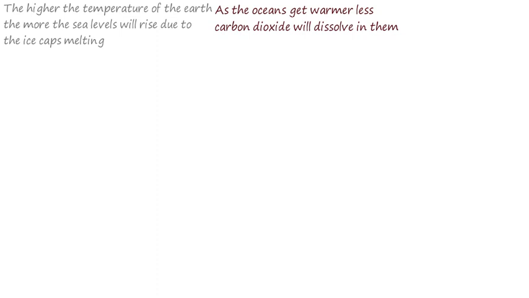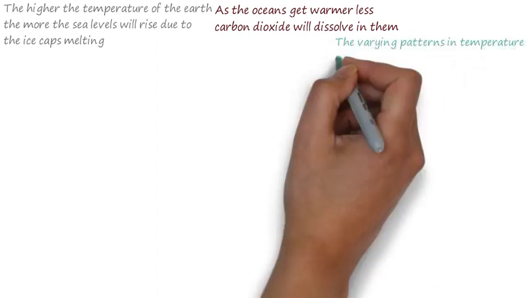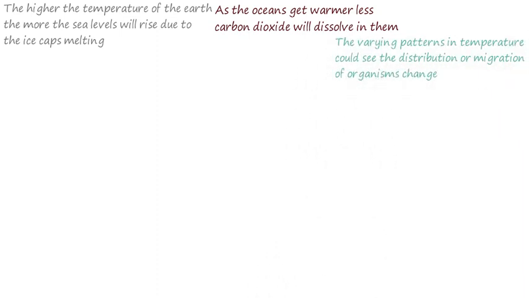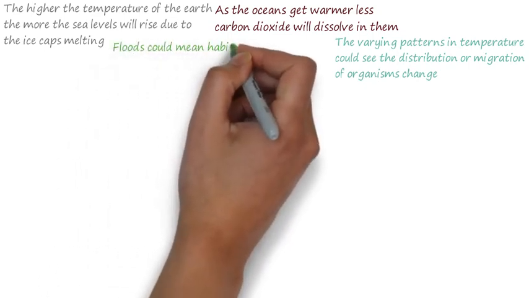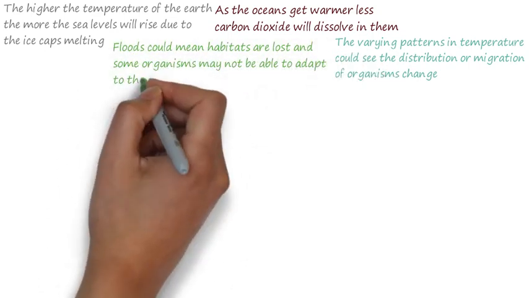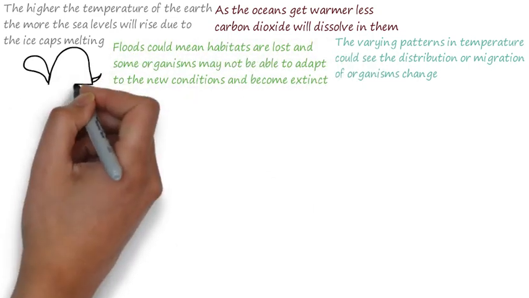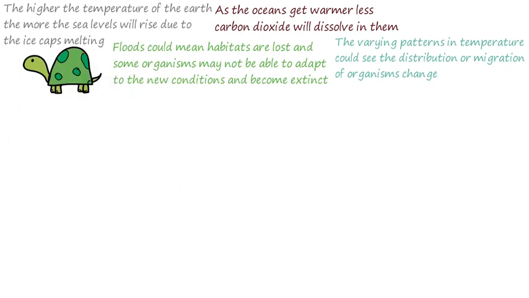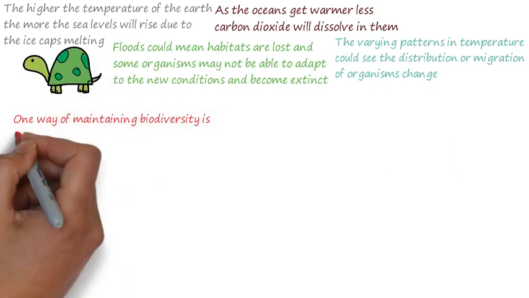Global warming would have some huge effects on the ecosystems too. The varying patterns in temperature could see the distribution or migration of organisms change. Floods could mean habitats are lost, and some organisms may not be able to adapt to the new conditions and they may become extinct.